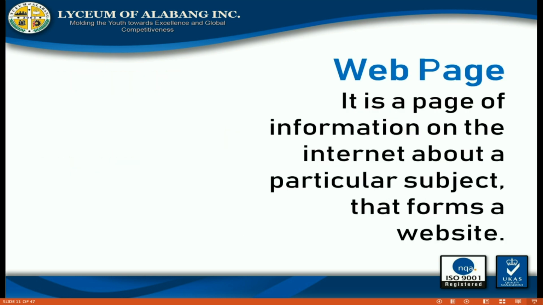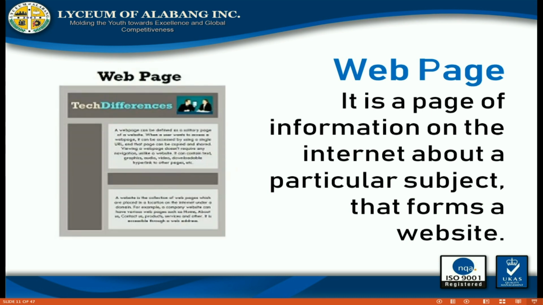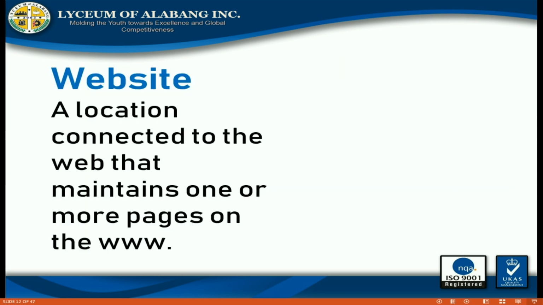Web page. It is a page of information on the Internet about a particular subject that forms a website. A web page is a simple document displayable by a browser and may contain text, graphics, and hyperlinks to other web pages and files. It is often used to provide information to viewers, including pictures or videos to help illustrate important topics.